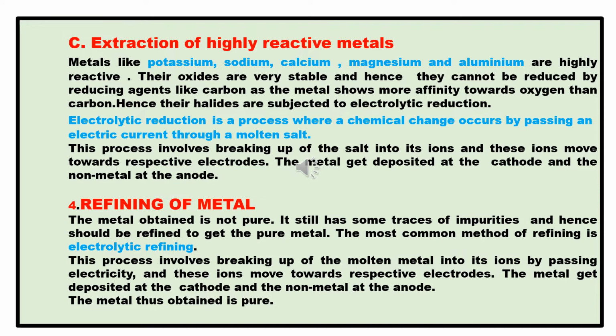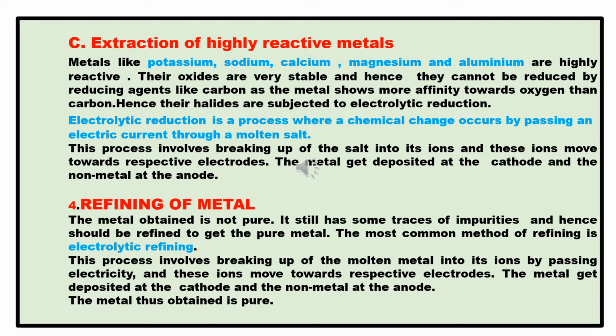So why do we want to do refining process? Because even after the reduction process, the ore may contain some more impurities. So to remove these impurities, we have to refine the metal. And this is done by the process of electrolytic refining. And this process involves breaking up of the molten metal.